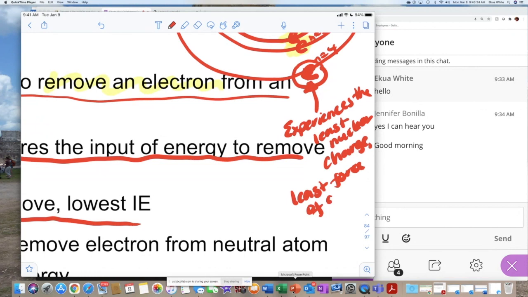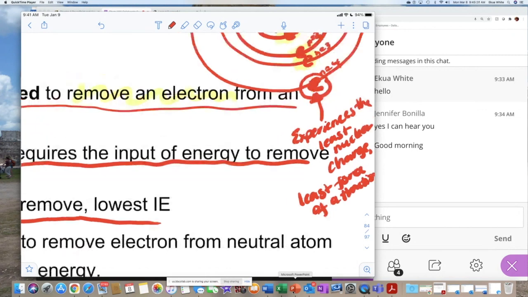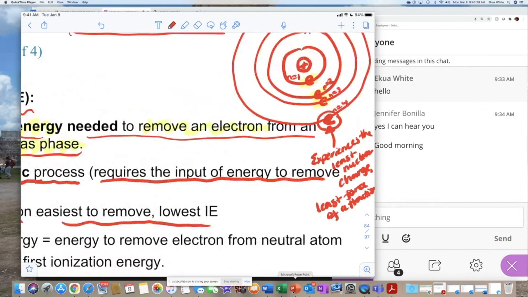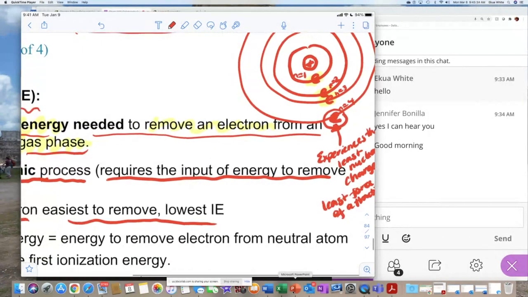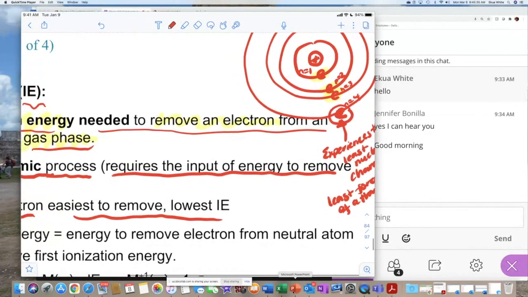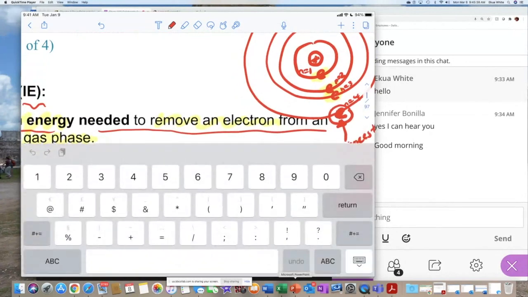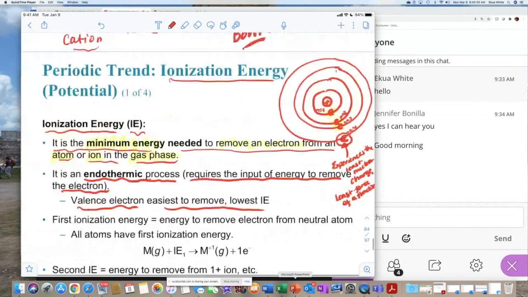force of attraction. So if you, as a scientist, are trying to remove any electron from the atom and you want to be successful, you want to go for the easiest one. The easiest one to remove is the valence electron. Okay? The valence electron is the easiest to remove. It requires the lowest amount of ionization energy.